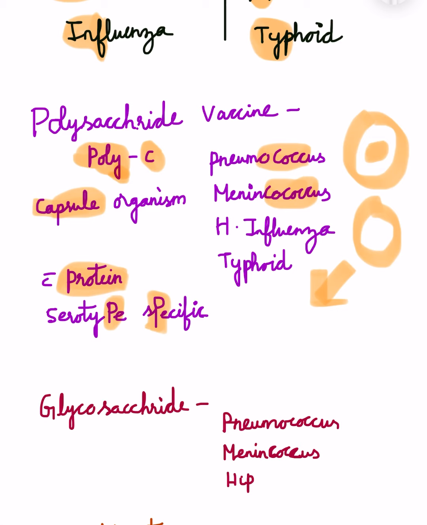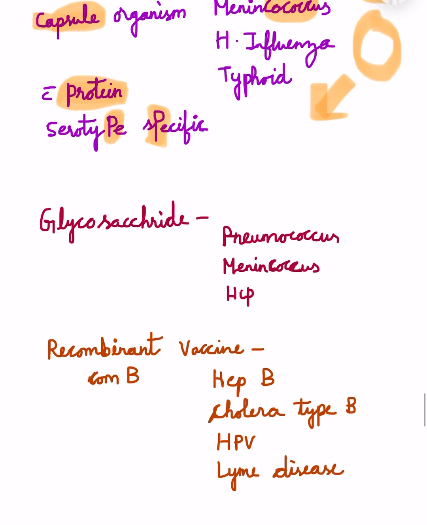Mainly, this polysaccharide vaccine is given to patients with hereditary, familial or acquired causes of asplenism. Asplenism means persons without spleen. The persons without spleen are more prone to get capsulated organism infection. So polysaccharide vaccine is a must for these patients. Next, moving on to the glycosaccharides. The glycosaccharides are also for the capsulated organisms, which include pneumococcus, meningococcus, and Haemophilus influenza.